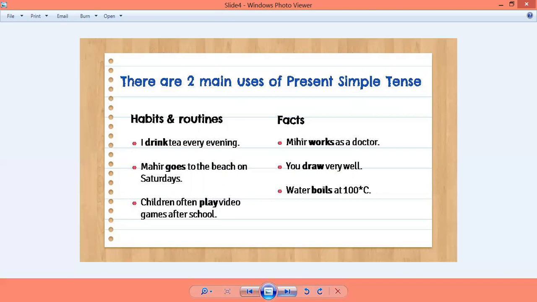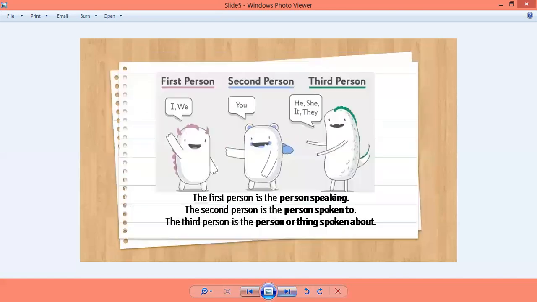Next comes facts. Mahir works as a doctor. एक fact है कि माहिर doctor की practice कर रहे हैं, right? So works is going to be in present tense. You draw very well. It's a fact. So draw is going to be in present. Water boils at 100 degrees Celsius. This is a universal fact, universal truth. Water का boiling point है 100 degrees Celsius, right? So boils is going to be in present tense.